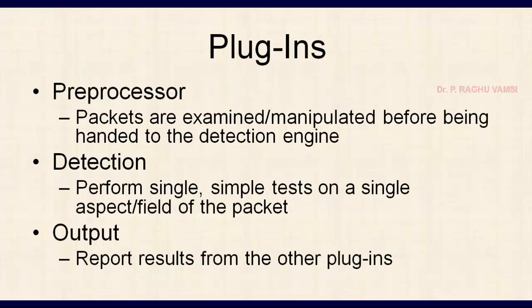Next is detection. It performs simple tests on a single aspect or field of packets. It will inspect the bits in that particular packet, and if the bits are in the correct order of arrival, then it will say okay, it's fine. Otherwise, it will detect some wrongness at the bit level also. Then output: whatever is identified in the pre-processing and detection will be reported, and results from other plugins will also be reported in the output. So these are the three main modules for the plugins in the Snort IDPS.